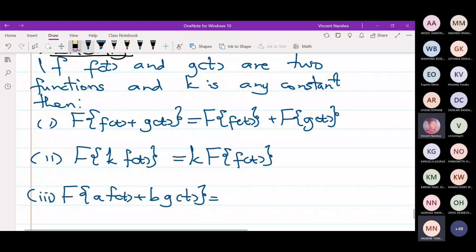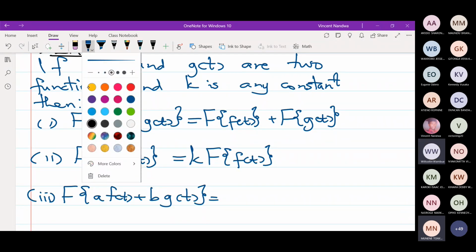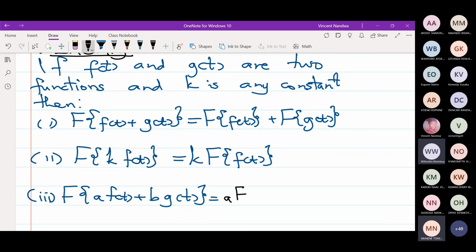How do you think that will give us? A times the Fourier transform of f of t plus b times the Fourier transform of g of t. Correct. So if you have such a class, you need not be worried. And I believe you can confirm these relationships. You can easily prove this the way we prove the case for the Laplace transform, just from the definition.